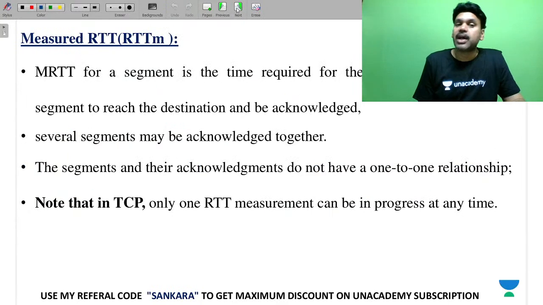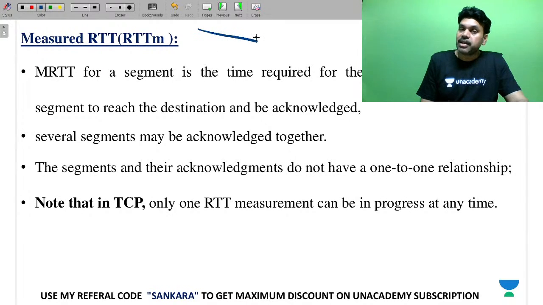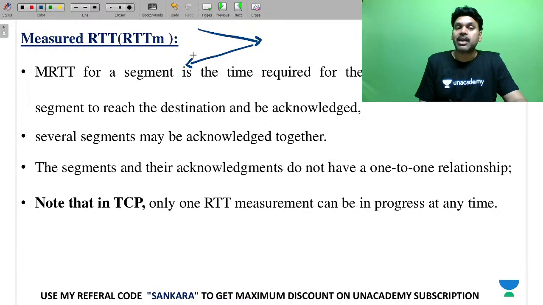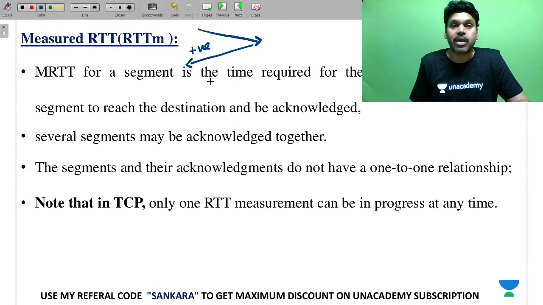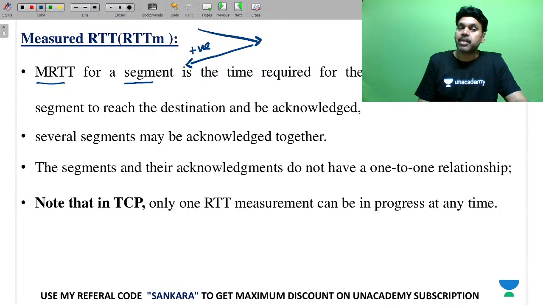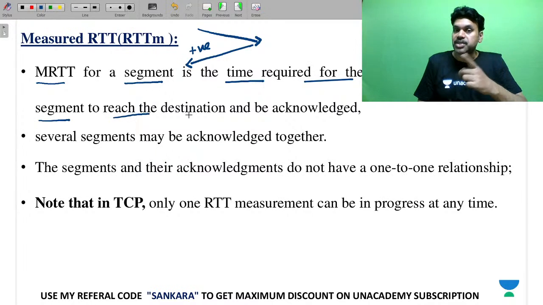So what is a measured RTT? Measured RTT is nothing but the acknowledgement received time. When you send a segment, you expect an acknowledgement, and this time is the time to receive an acknowledgement. So MRTT for a segment is the time required for the segment to reach the destination and for the acknowledgement to come back.